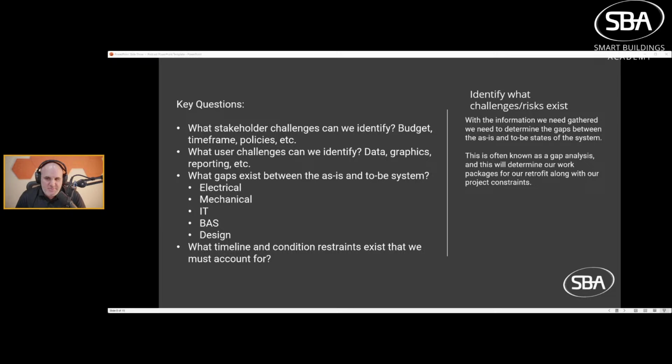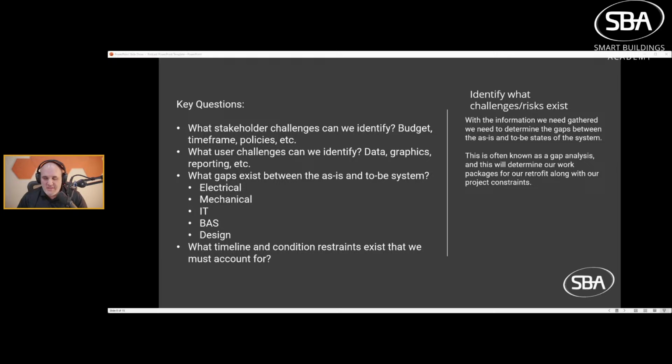What gaps exist between the as-is and the to-be system? This is not an exhaustive list, but it's the big 5 that I see. Electrical, right? So maybe we have to do metering. Maybe we need to increase our electrical capacity. Maybe we have motors that don't work with VSDs. Maybe we need to electrify and switch over to electric heat, but our loads on our panels are not rated to handle that draw. These are all things we need to account for. Mechanical.